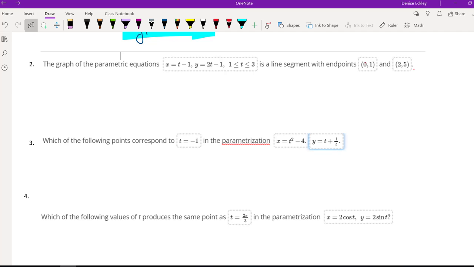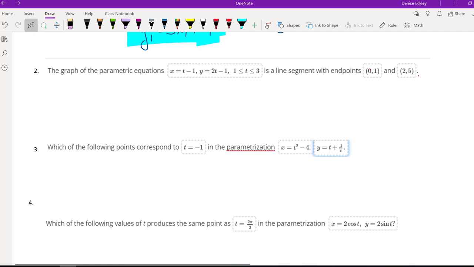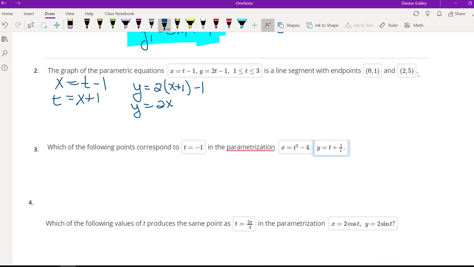So for this, you're going to do pretty much what we did in the last one. So you have x equals t minus 1. So t is going to equal x plus 1, and then you substitute it into y. So you have 2 times (x plus 1) minus 1, so you get y equals 2x plus 1 when you simplify it. So it is a line right now, and it does have endpoints, but are those the endpoints we want?